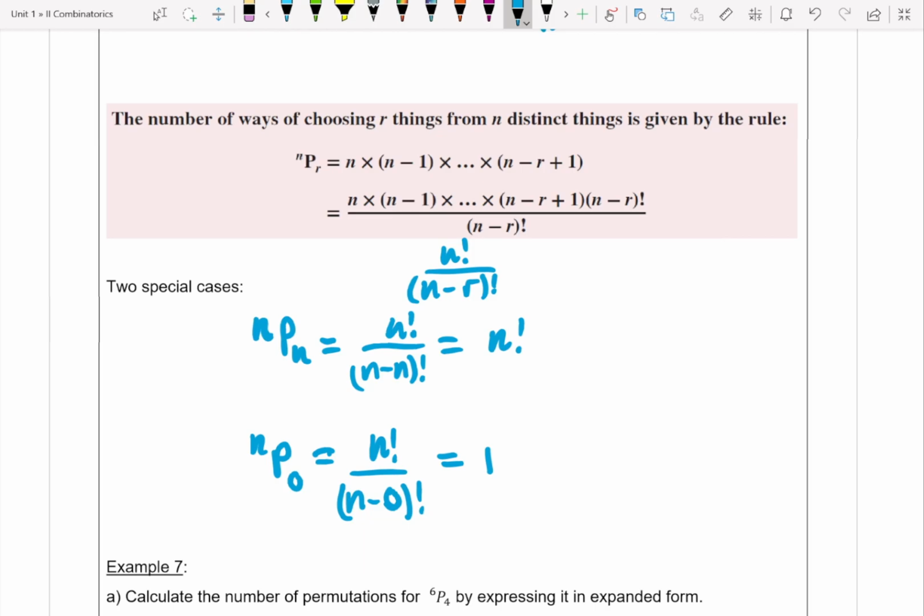And there's n factorial ways of choosing all the things, because your r value is n, right? If you have to choose 7 numbers, and you have 7 to choose from, it's going to be your 7 times 6 times 5, all the way down to 1. So that's why these two make sense.